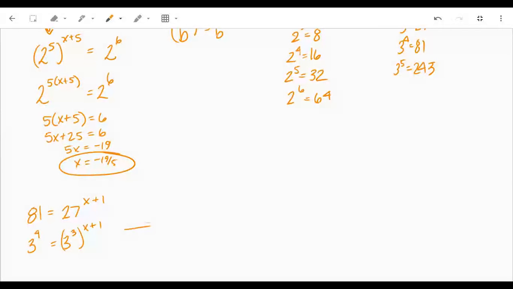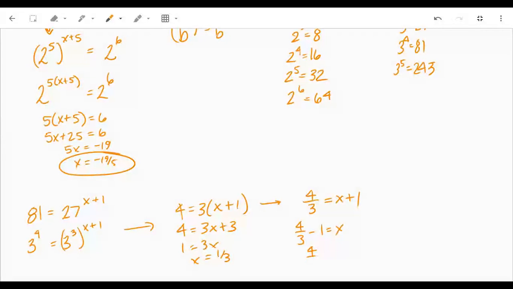Okay, so then that means that 4 is 3 times x plus 1. So 4 is 3x plus 3. So 1 is 3x, and x is 1/3. Okay, another way you can solve this too is a lot of you might decide to divide by 3 first, and then subtract the 1. So that's 4/3 minus 3/3 to get your 1/3. Okay, next one.